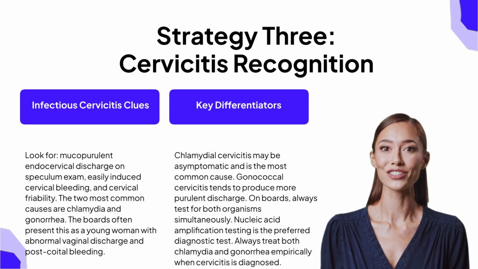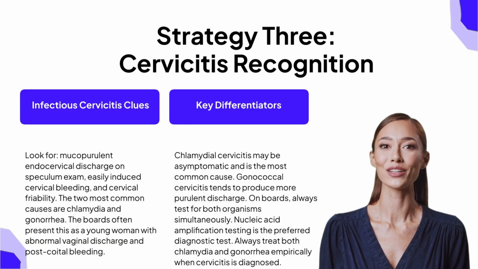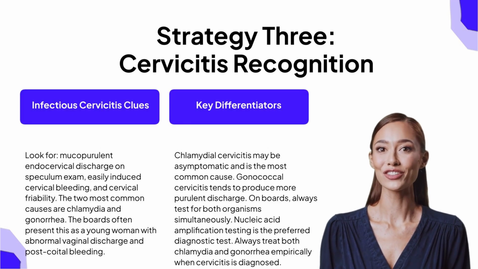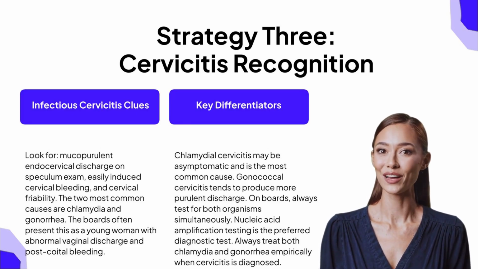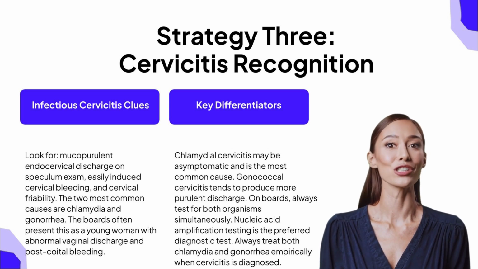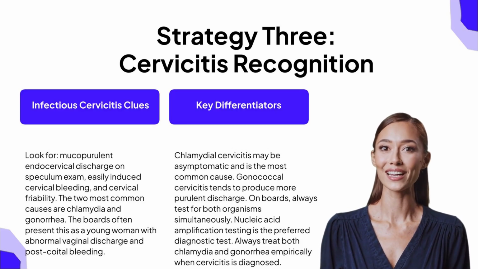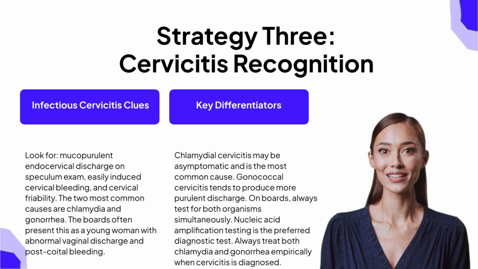Strategy 3 is all about cervicitis recognition. Cervicitis presents with mucopurulent endocervical discharge, easily induced cervical bleeding, and cervical friability on speculum exam. The two most common causes tested on boards are chlamydia and gonorrhea. A common question stem describes a young sexually active woman with abnormal vaginal discharge and postcoital bleeding.